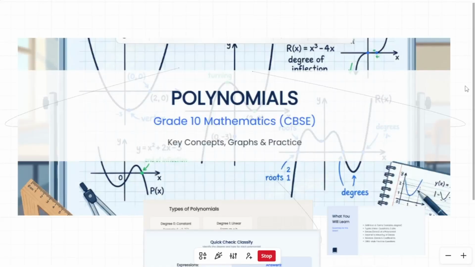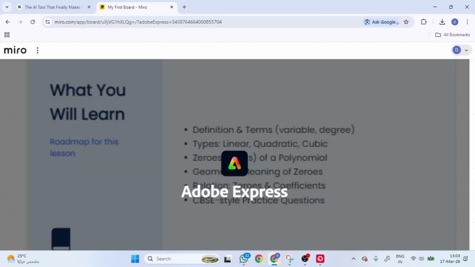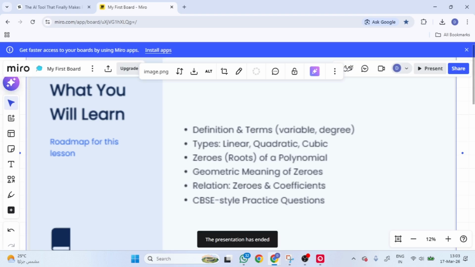Grade 10 students. In this session, we are going to start number 2, named polynomials. So let's begin. Today we will talk about polynomials and its key concepts. In this session, we are going to discuss some of the definitions and terms like variable, degree, constants, which you all are already aware of. Then what are the different types of polynomials, like linear polynomial, quadratic polynomial, and cubic polynomial.